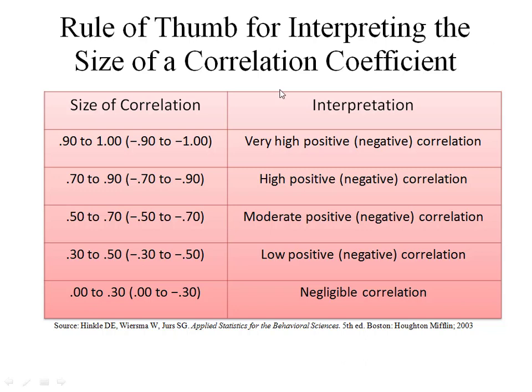Rule of thumb for interpreting the size of a correlation coefficient. If the correlation result is 0.90 to 1 or -0.90 to -1, very high positive or negative correlation. 0.70 to 0.90 or -0.70 to -0.90, high positive or negative correlation. 0.50 to 0.70, moderate positive or negative correlation. 0.30 to 0.50, low positive or negative correlation. 0.00 to 0.30, negligible correlation.